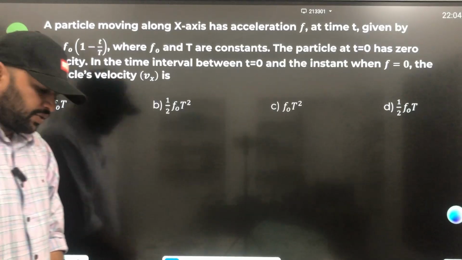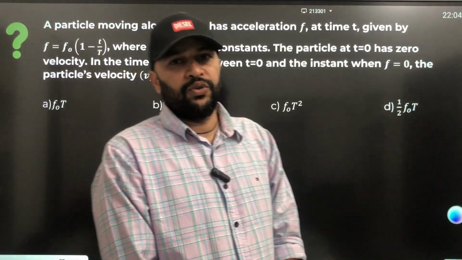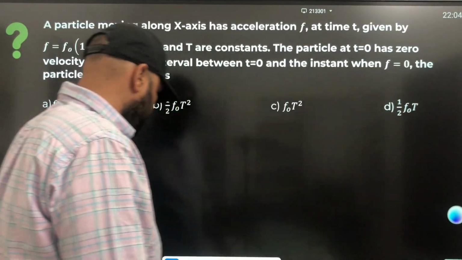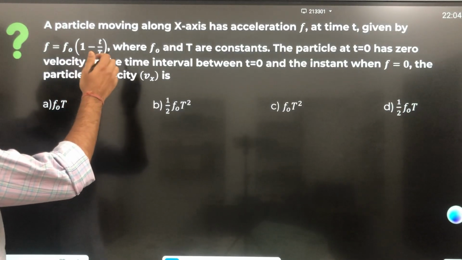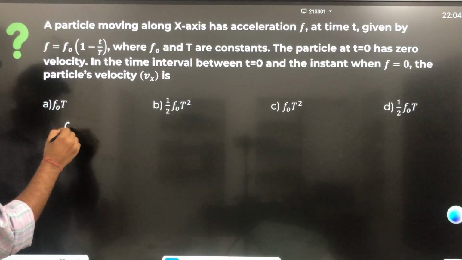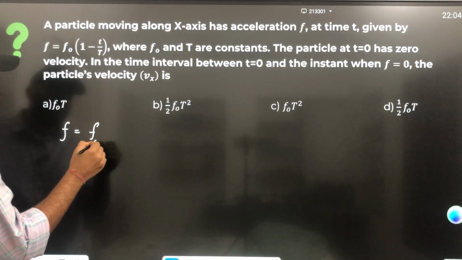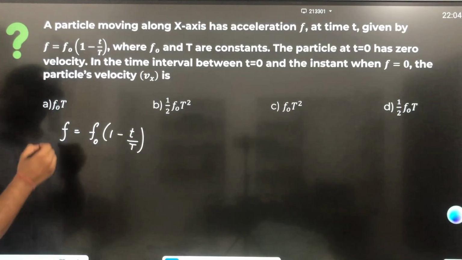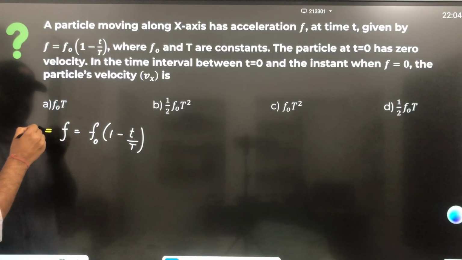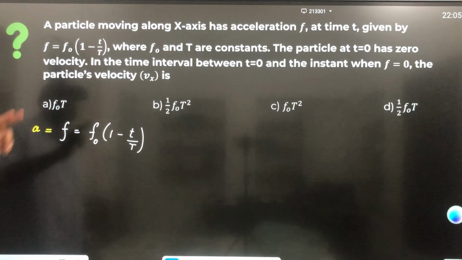In case you have not understood the problem, let me explain the problem to you first. So f is our acceleration. It is given by f naught times (1 minus t by T). This is our acceleration. Let me just write it as a instead of f. We have to figure out our velocity.